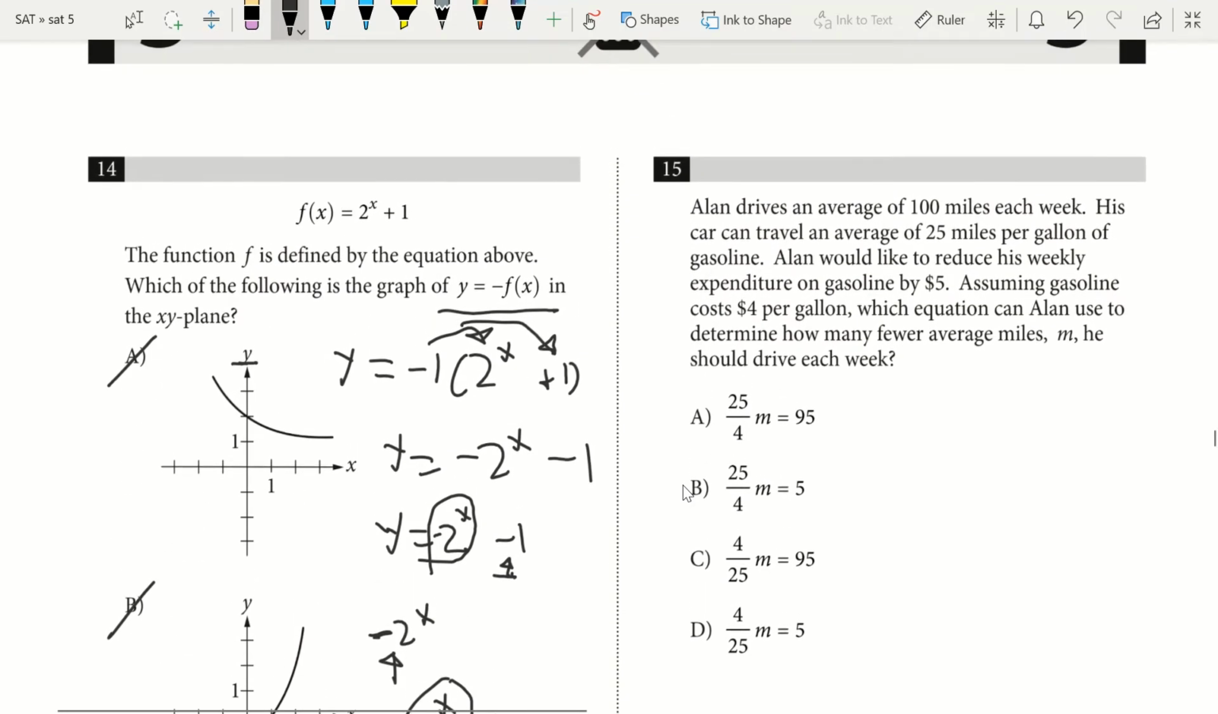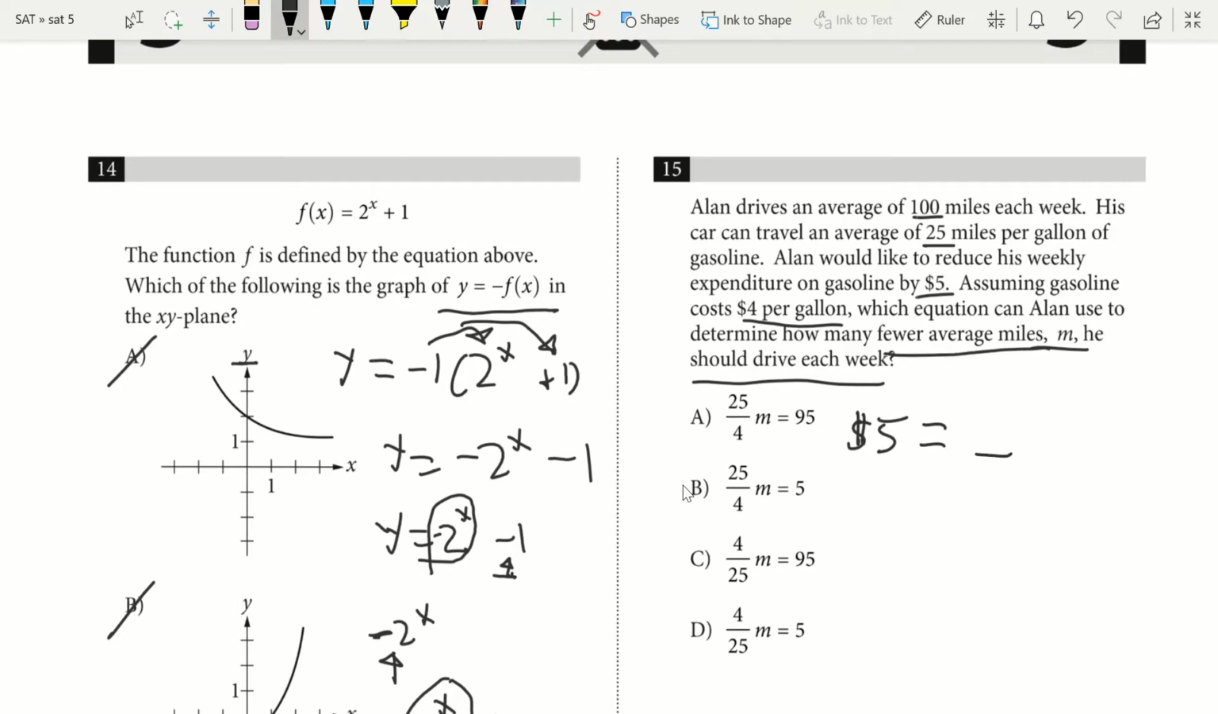Question 15. Alan drives an average of 100 miles each week. His car can travel an average of 25 miles per gallon of gasoline. Alan would like to reduce his weekly expenditure on gasoline by $5. Assuming gasoline costs $4 per gallon, which equation can Alan use to determine how many fewer miles he should drive each week? Well, he wants to save $5. In order to save $5, how many fewer miles does he have to drive?